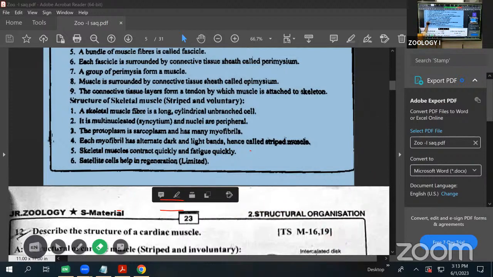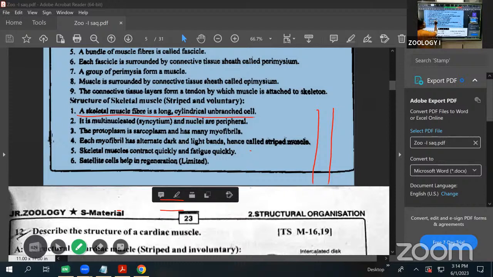A skeletal muscle fiber is a long, cylindrical, unbranched cell. What is the internal structure of the skeletal muscle fiber? We are going to discuss that.